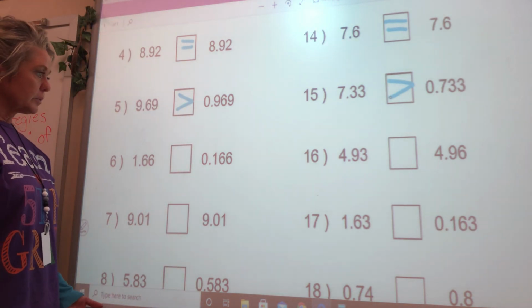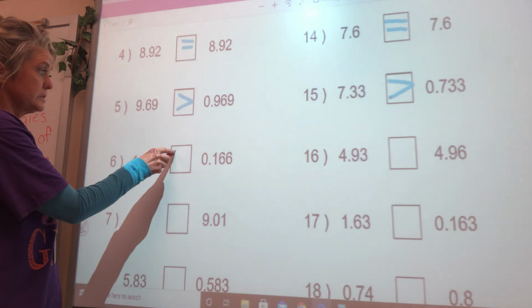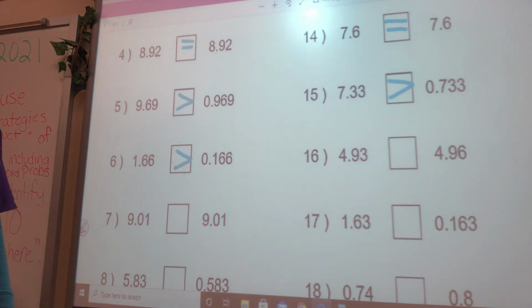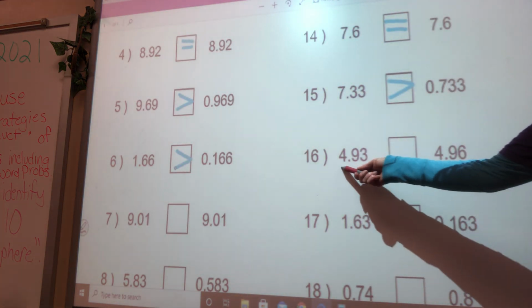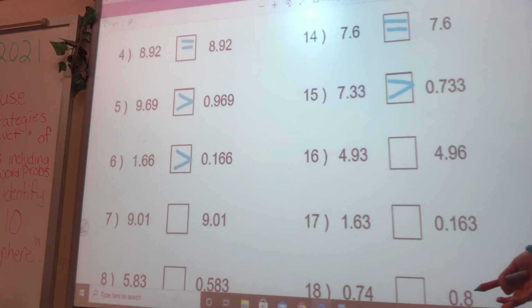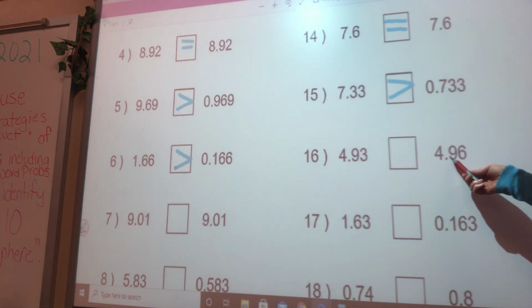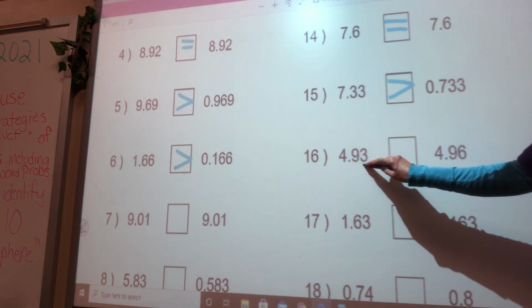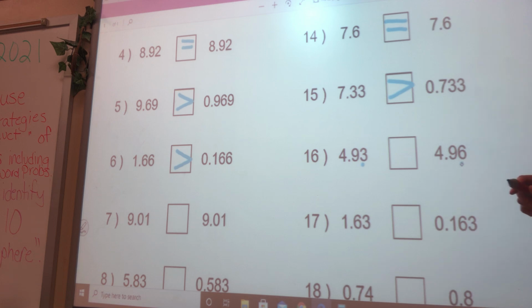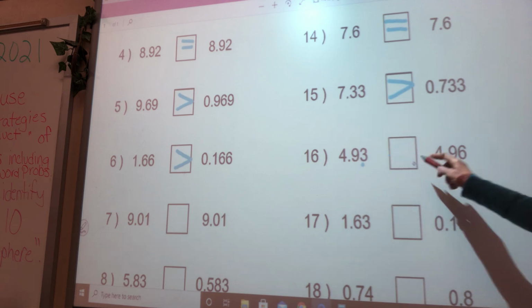We look at our whole number place. We have 1 whole one, we have no whole ones. So this one is greater than this one. We have 4 whole ones and 4 whole ones, so that doesn't help me. So I look at my tenths. I have 9 tenths and 9 tenths, so I go to my hundredths. I have 3 hundredths and 6 hundredths. I know that 3 is less than 6, so this number is less than this number.